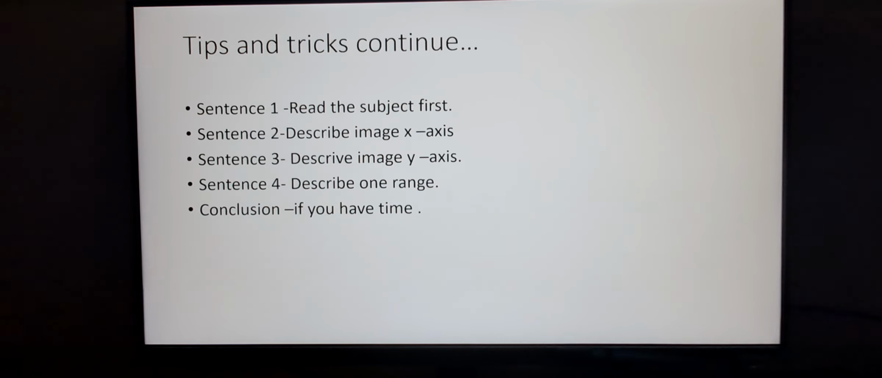The first sentence, as we can see, is to read the subject first. So my first sentence will obviously be the image is about UK unemployment rate from 1971 to 2006. You can say the given image is about this, or you can also say the subject of the given image is about UK unemployment rate between 1971 and 2006.